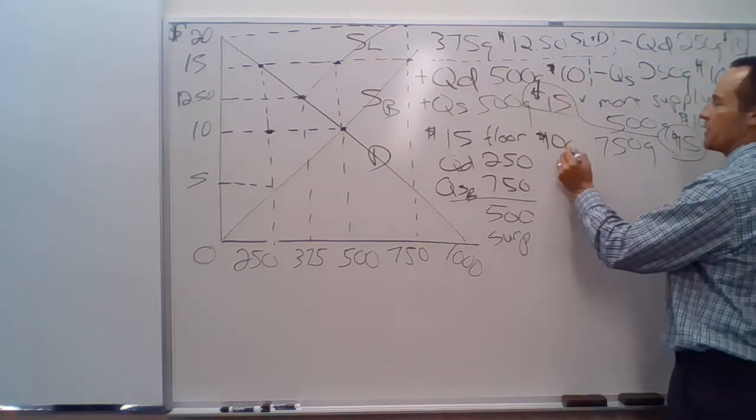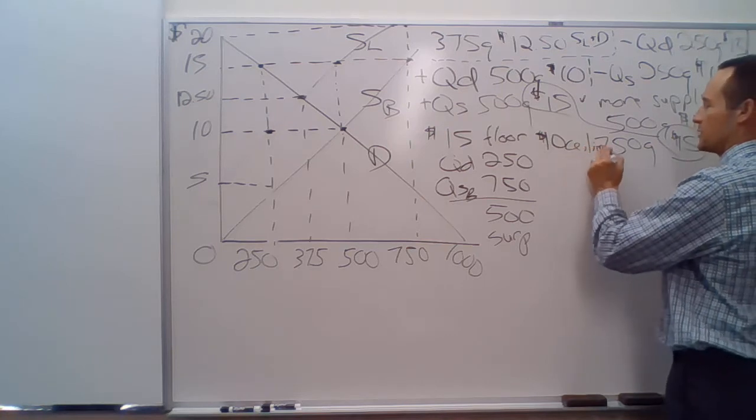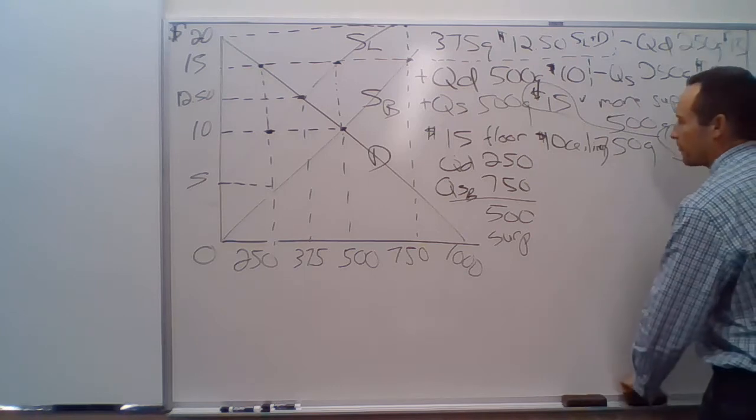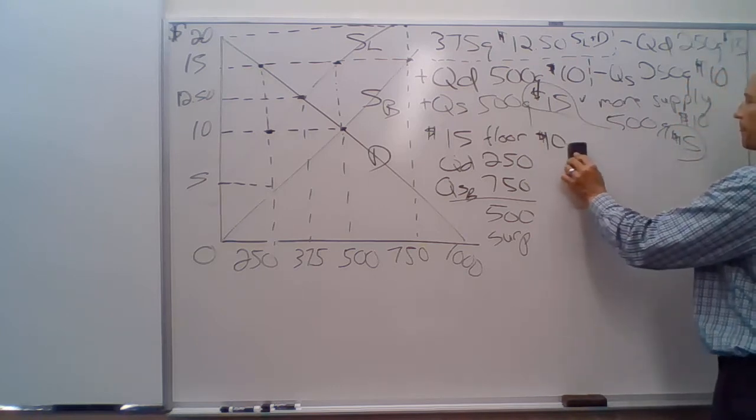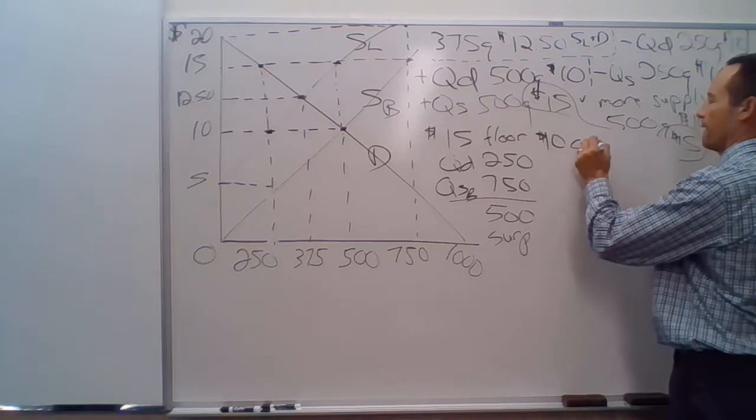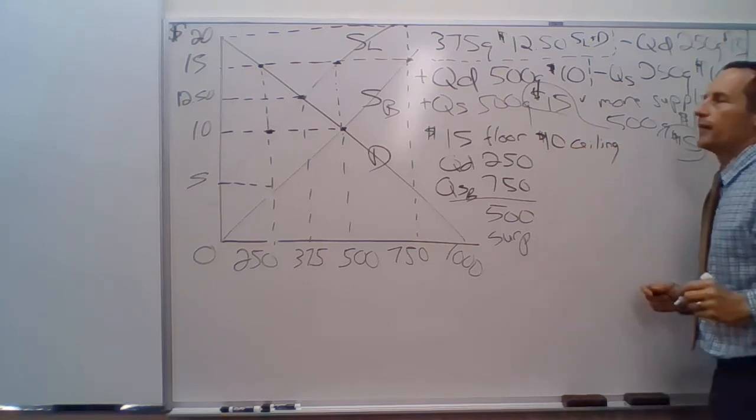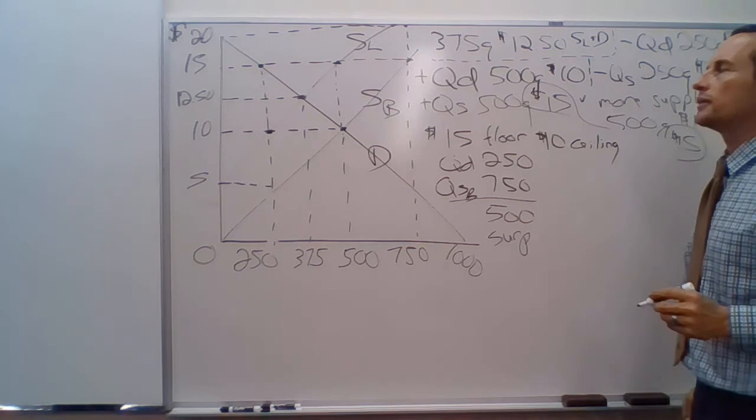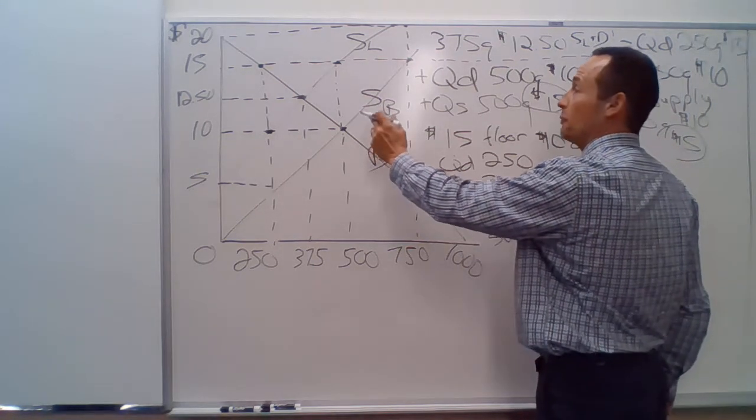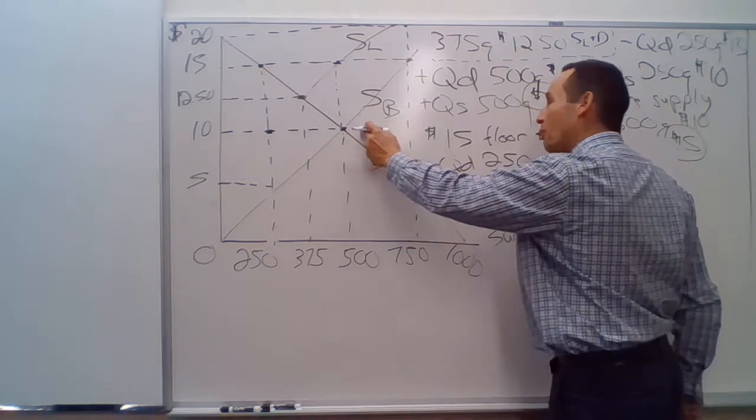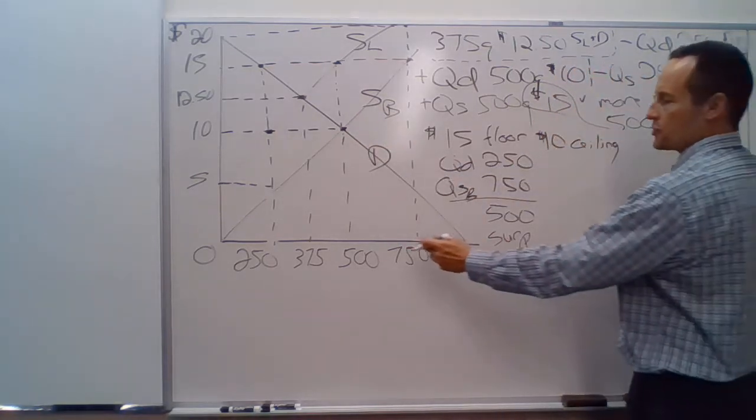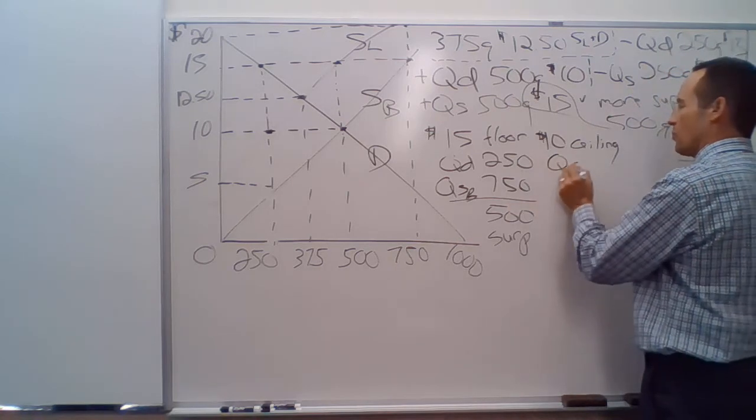But what about a $10 ceiling? Let's mark that as such, a $10 ceiling. If we say to families, you'll never have to pay more than $10, it'll be cheaper or $10 at the most, they're certainly going to want 500 and maybe more at some other times.